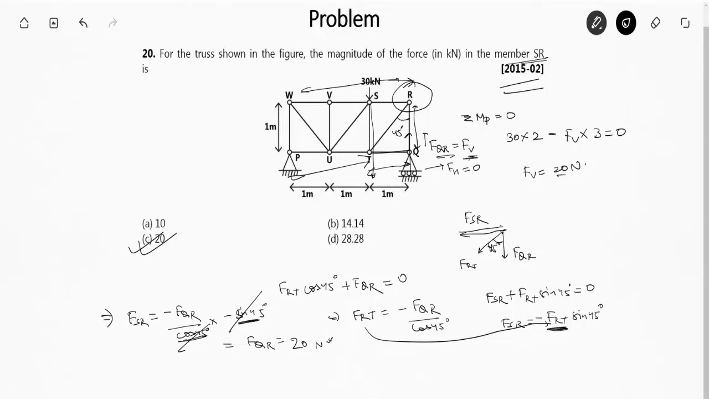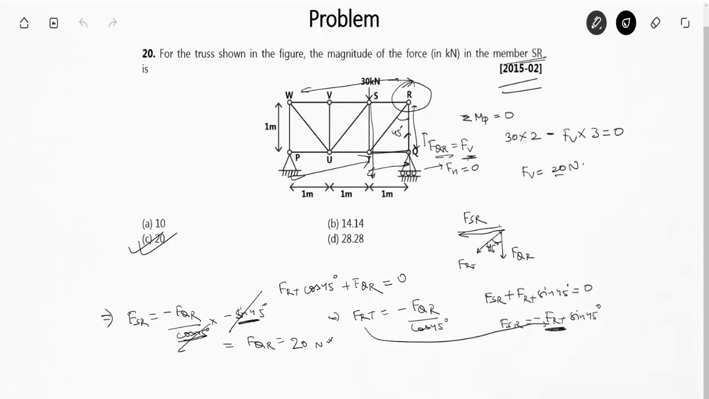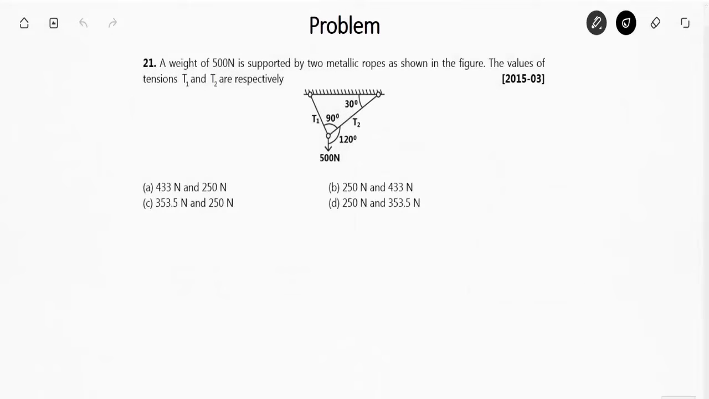Now friends, moving to the next question. So friends, this is a GATE question from the year 2015, set 3. So what the question is saying, they have given a weight of 500 Newton is supported by two metallic ropes. T1 and T2 are the tension in both the ropes. And what they are asking is the value of T1 and T2. So friends, I will just draw the diagram. It is 500. This is T2. It is 120 degree. This is something T1.